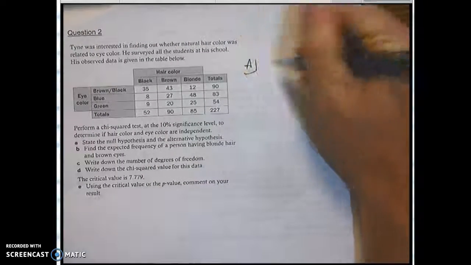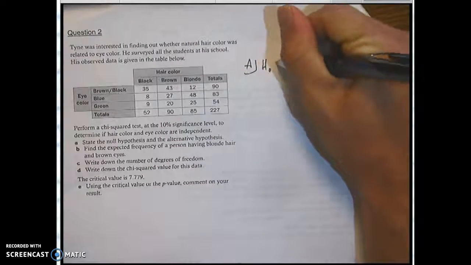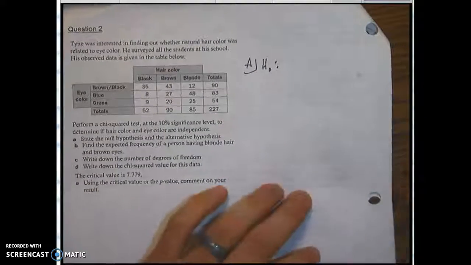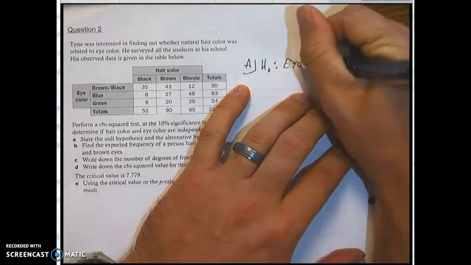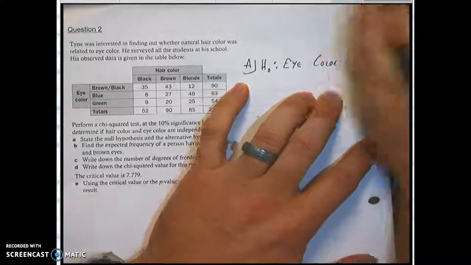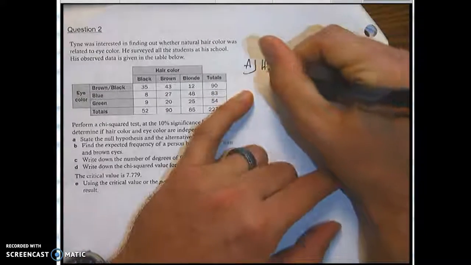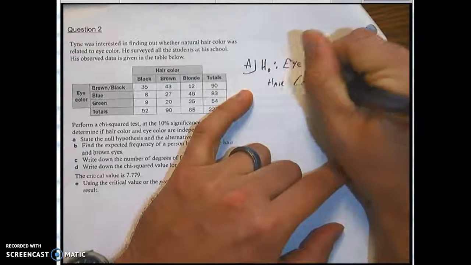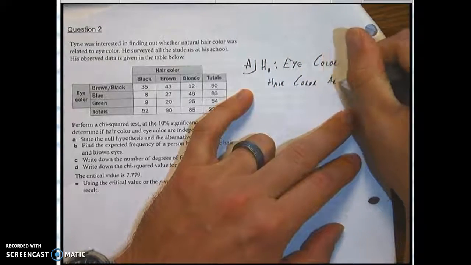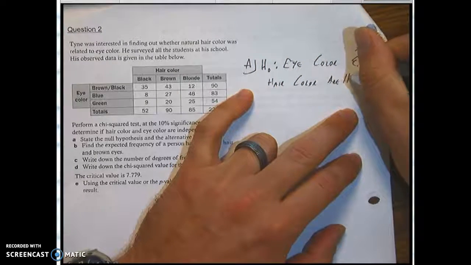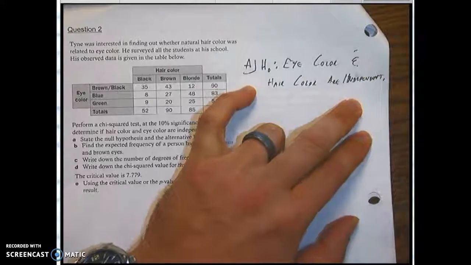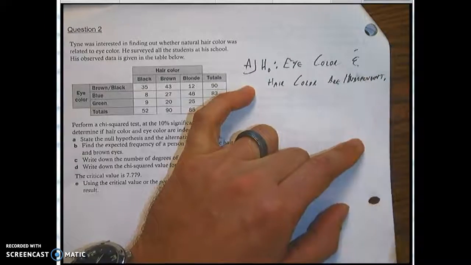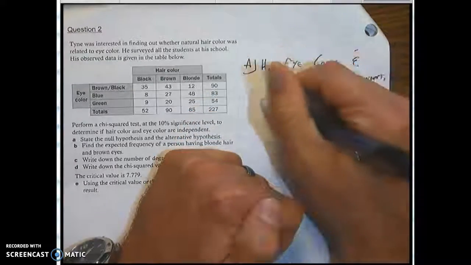Well, the null hypothesis, H sub 0, is always the same. The two variables are independent. So in this case, eye color and hair color are independent. Okay, that says independent. Excuse my handwriting.